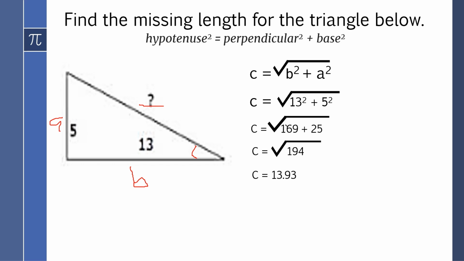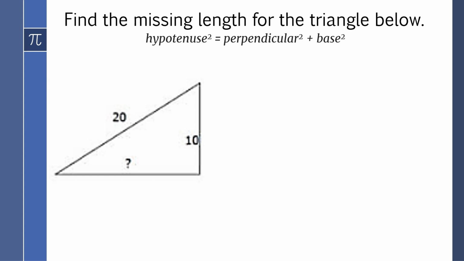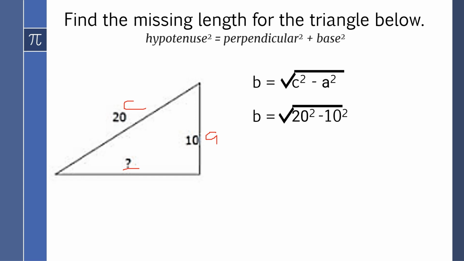Okay, another example. This time we have to find the missing base. We have our opposite side, or perpendicular side, and we have our hypotenuse. So the equation we're going to use is this one: B equals the square root of C squared minus A squared. Let's put our values in. In this case, our C is 20 and our A is 10. We put those into the equation.